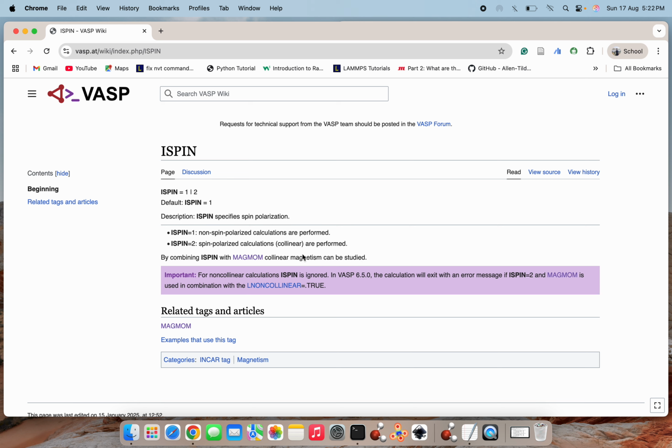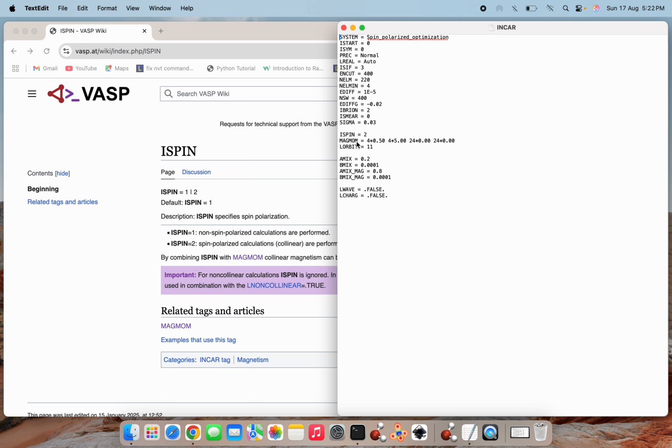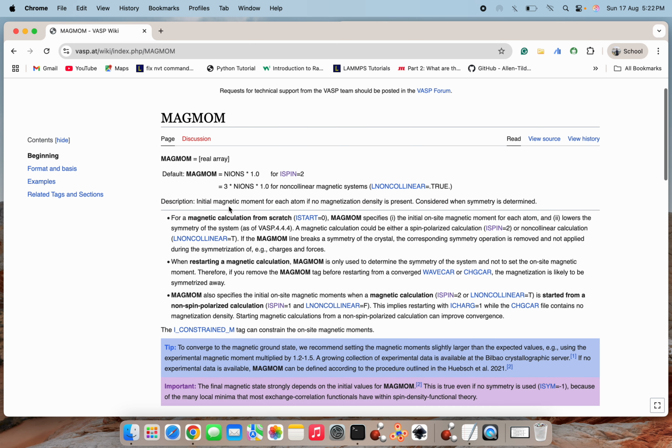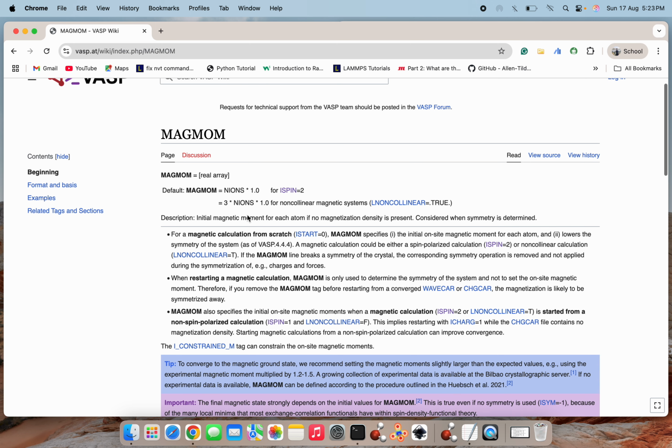So to study this collinear magnetic behavior, we need to have another tag, that we have also used. That one you can see, that is the MAGMOM. And let's see what is MAGMOM. So here I am clicking over the MAGMOM. You see that MAGMOM will give the initial magnetic moment for each atom if no magnetization density is present, considered when symmetry is determined. Okay, that means this will provide the initial magnetic moment to each atom that is present in the POSCAR file.